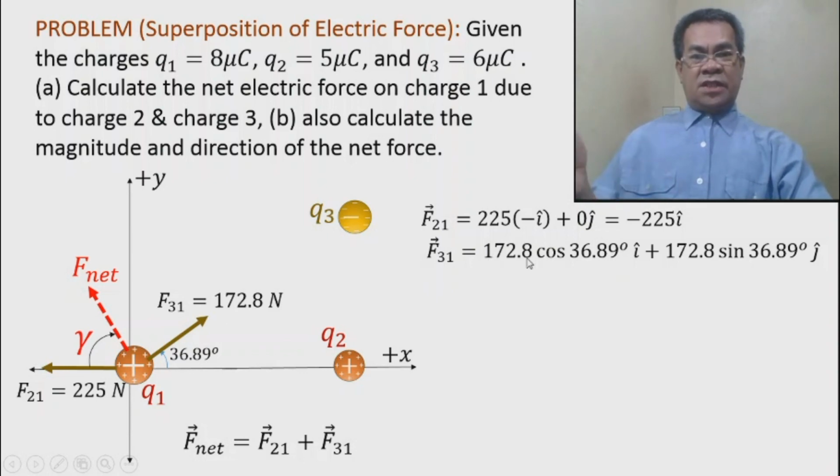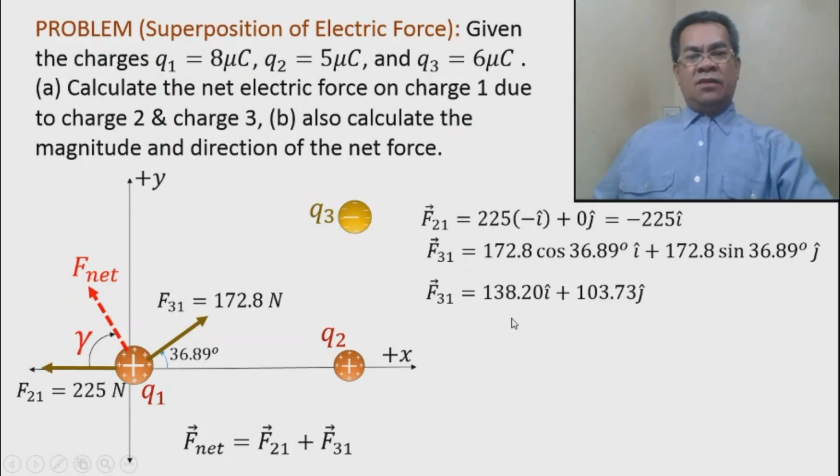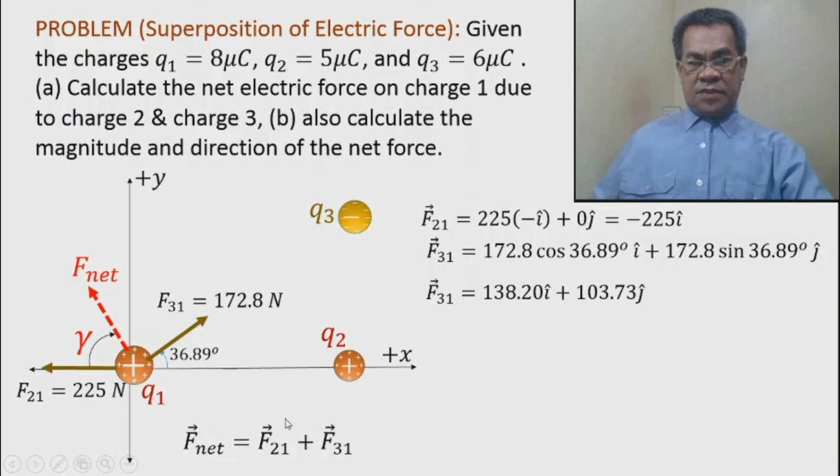In our previous r hat, we have no values here, but it is understood to be 1 because the magnitude of a unit vector is 1. But this one, the magnitude is 172.8. Okay? So simplify. We come up with 138.20 I hat plus 103.73 J hat. This is the force that 3 exerts on 1 vector. So, okay. We are now ready to substitute. Replace this force that 2 exerts on 1, this one, negative, and this F.